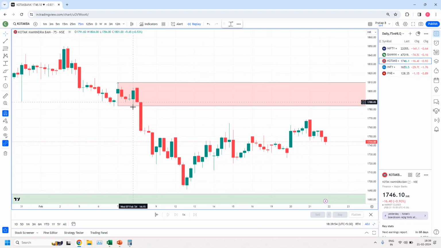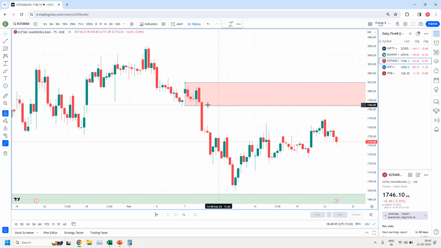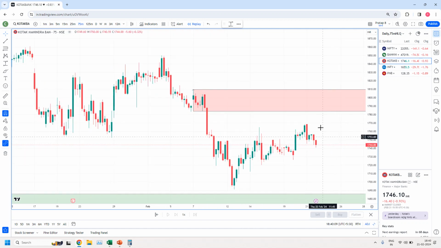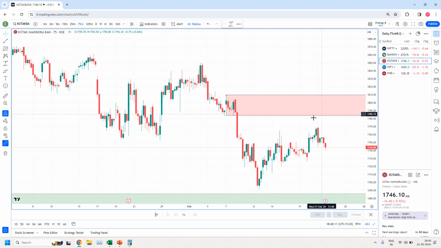See, we have a rally candle. This is a rally candle. This is a drop candle. In between there are no base candles. That means the 75 minute zone structure is not good. Such kind of zones will be violated easily. But anyway, today prices did enter into this zone. But we don't look into such kind of trades.